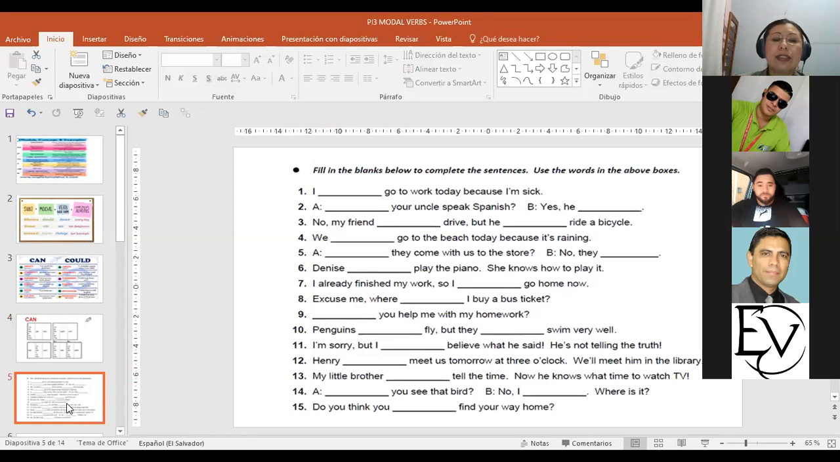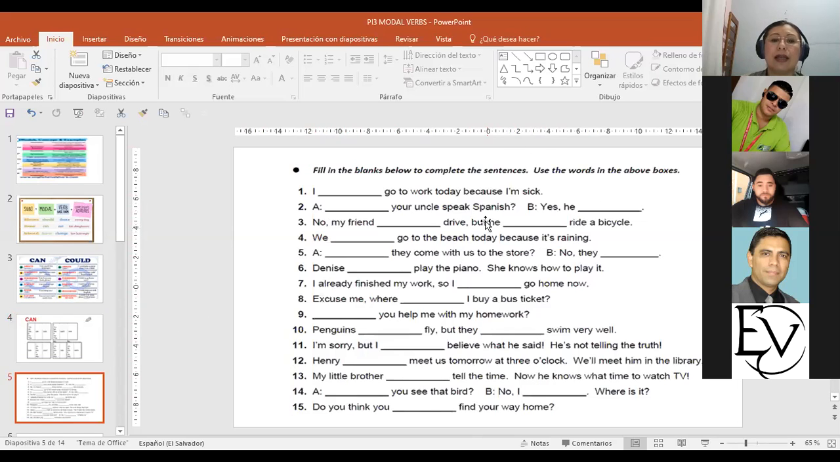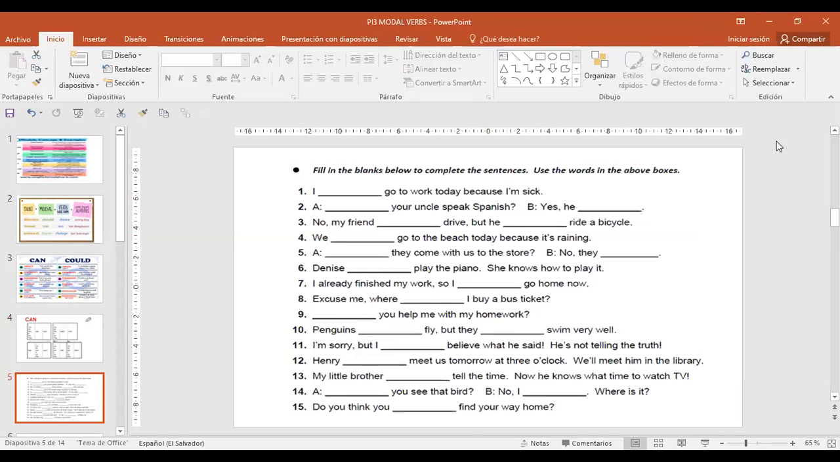Okay. So after saying this, I would like you to help me complete these sentences using the words in the above boxes. The above boxes are can, can't. So you need to read the sentence first and then provide affirmative or negative, okay? I will give you 1 minute to read, and then you can volunteer to answer one, okay?